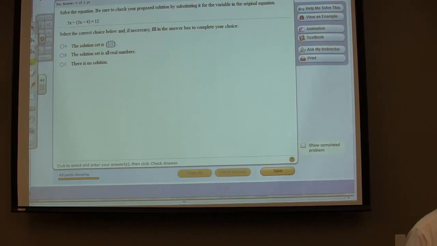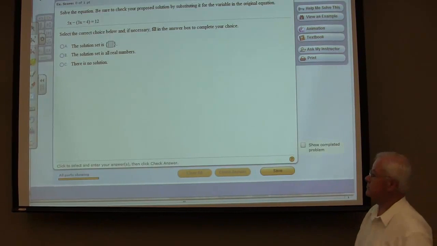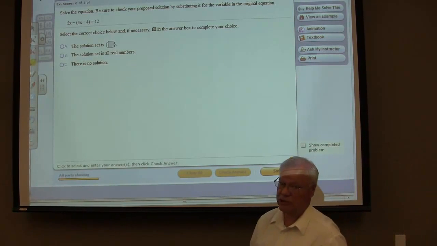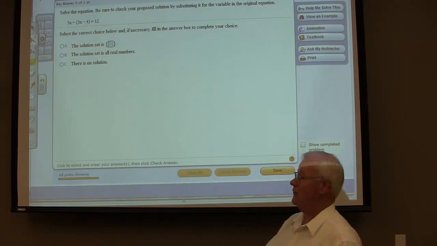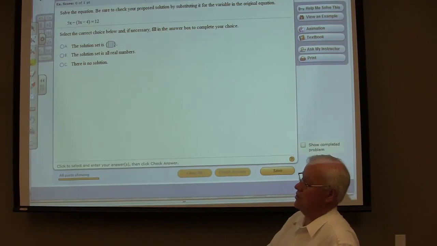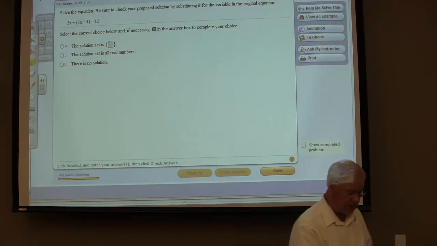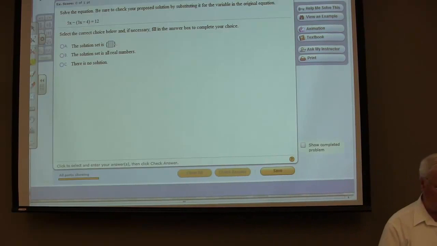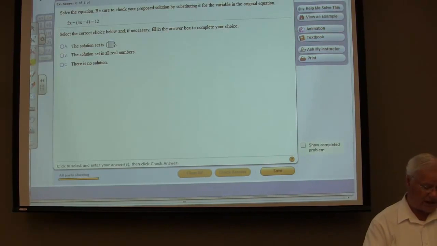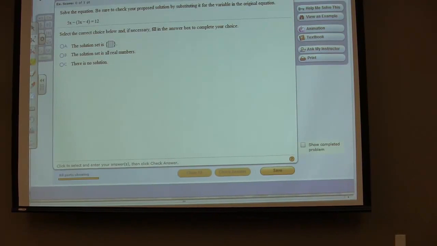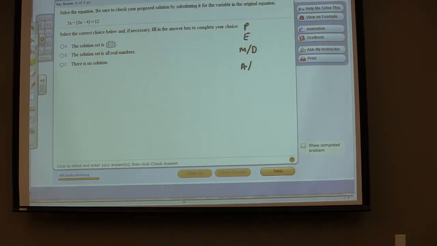Now, number 11 says solve the equation. Well, what we want to do is we want to remember our order of operations here. And some people remember that by the little saying, please excuse my dear Aunt Sally. The way I like to show that is, please excuse my dear Aunt Sally.